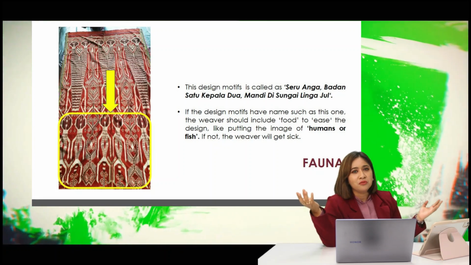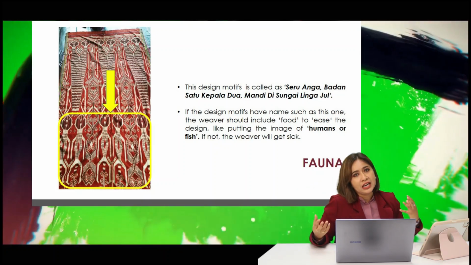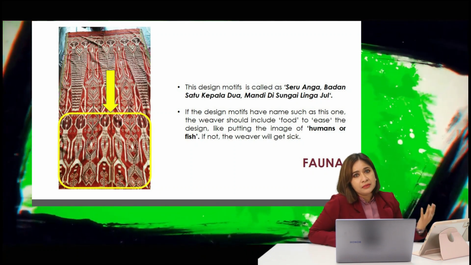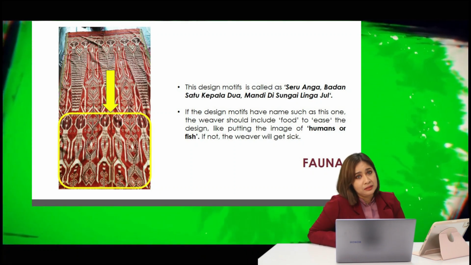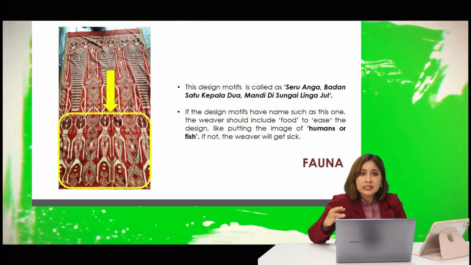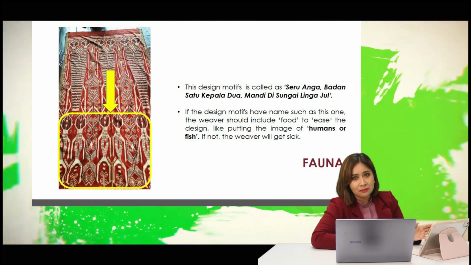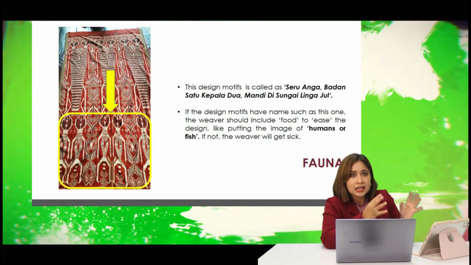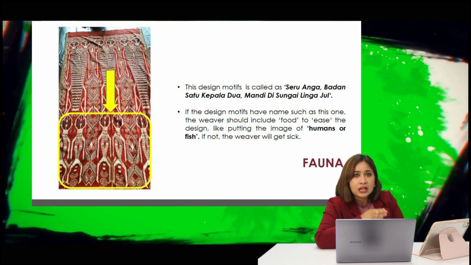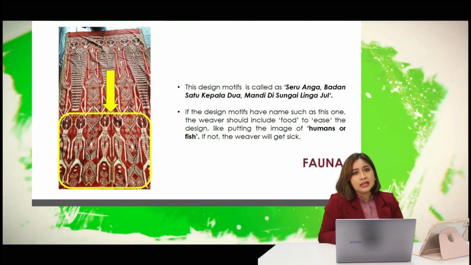Basically, the Pua Kumbu textile ni, dia banyak ada unsur-unsur kepercayaan daripada orang-orang lama di kalangan masyarakat Iban. So, bila weavers ni, dia nak melakukan design ni, dia akan letak sekali kepercayaan itu di dalam design motif. So, macam inilah dia akan jadi. So, macam saya cakap tadi, kalau design berkenaan dengan flora, dia tak ada banyak dia punya pantang larang dia.